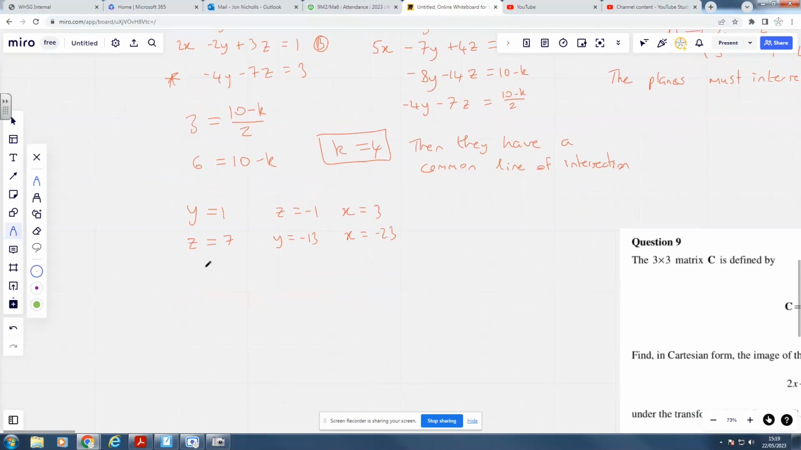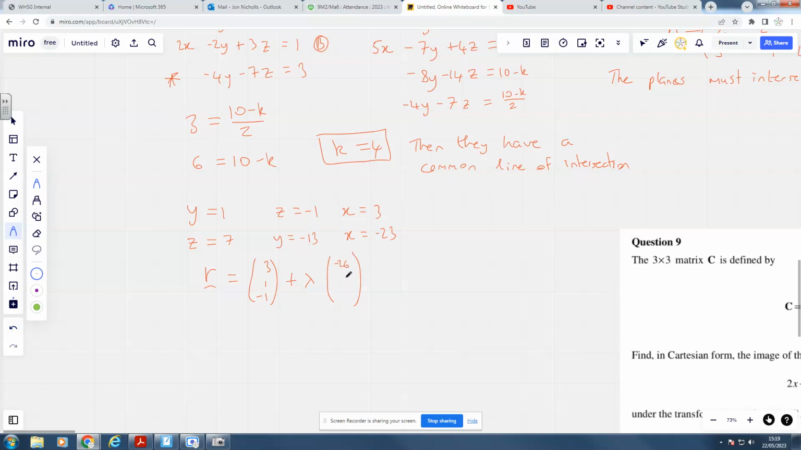And so I can now write the vector equation for the line of intersection. It's just going to be 3, 1, minus 1 plus lambda 7, minus 13, minus 23. Yeah? And oh, sorry, no, I've got this. What am I doing? You don't just stick the other point in, you find the vector. Okay, so from going from 3 to minus 23, that sounds like minus 26. Ooh, a bit messy.